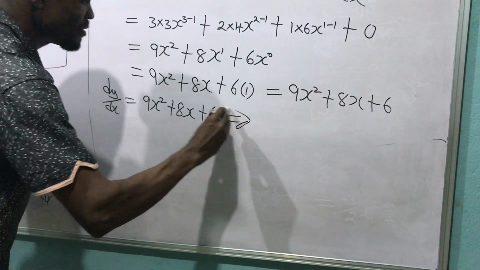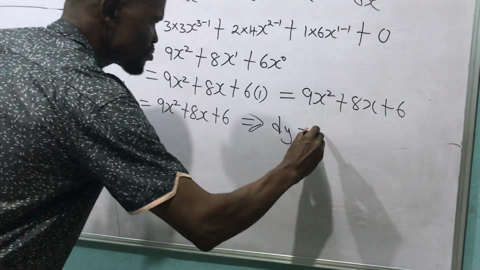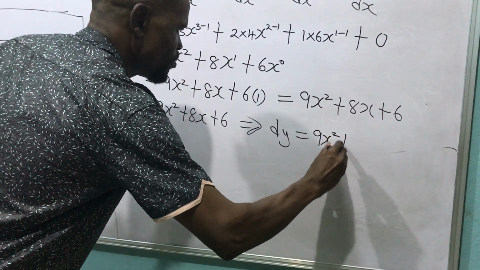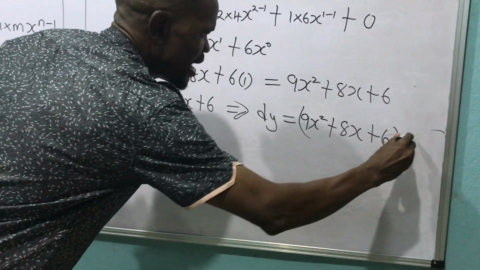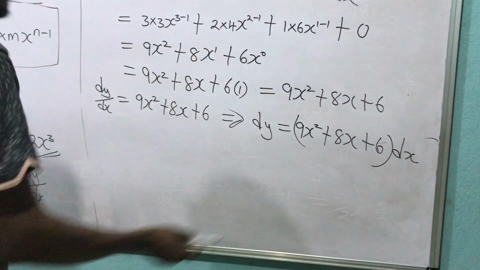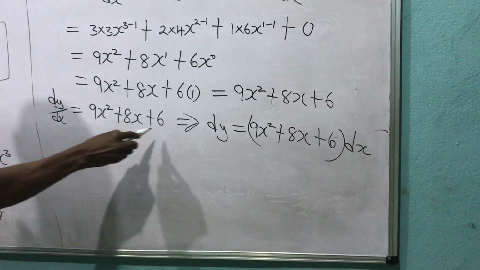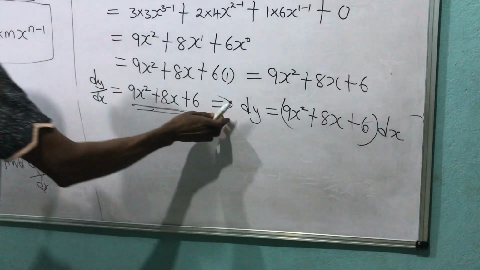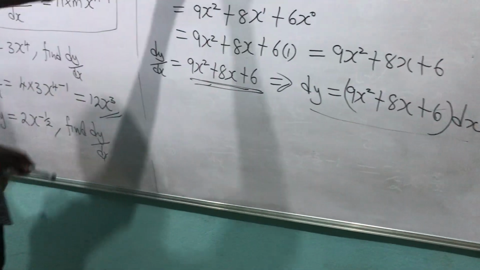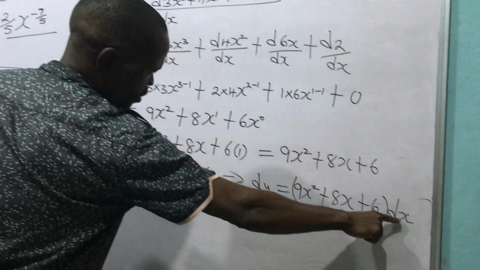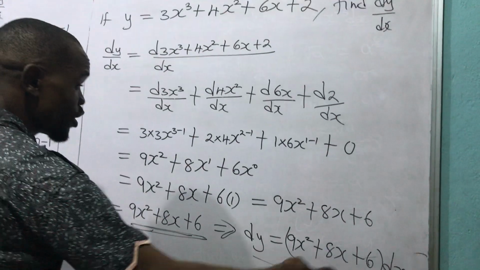And that implies, if you do cross multiplication, I'll have dy equals 9x squared plus 8x plus 6 in brackets, times dx. What this is telling me is that this expression has been differentiated. Remember what I said earlier? This is my answer. You can write it this way, you can also write it this way. And that's the answer of differentiating this expression. This means that I differentiate this once. That means this has been differentiated once.